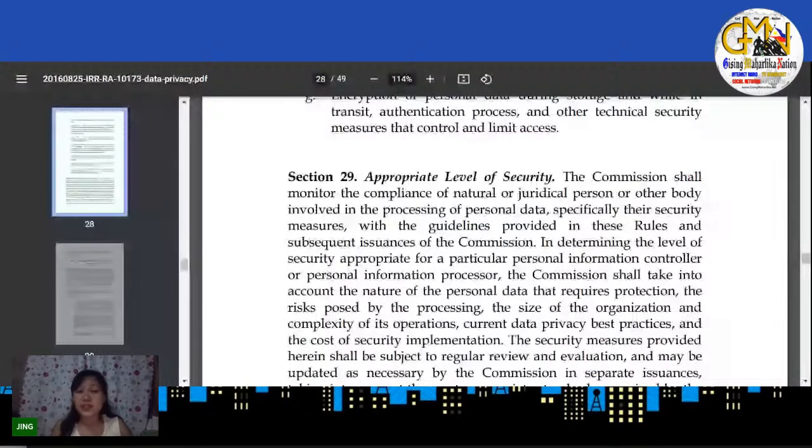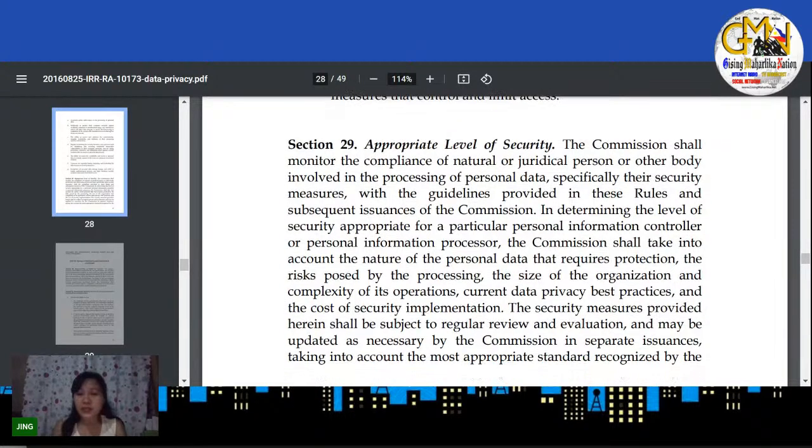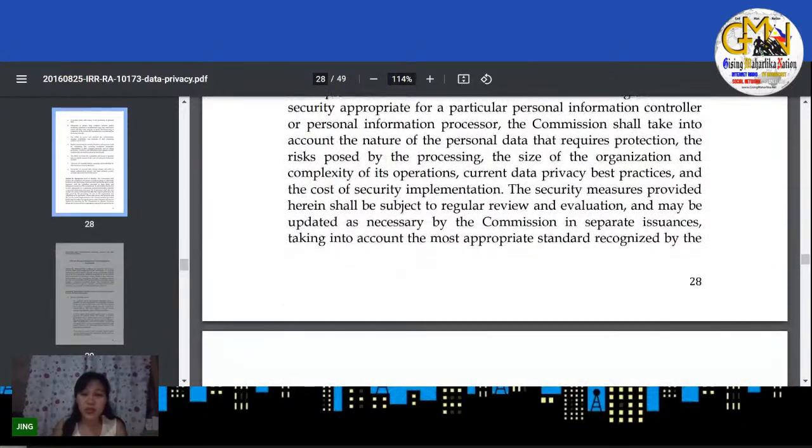Section 29. Appropriate level of security. The Commission shall monitor the compliance of natural or juridical person or other body involved in the processing of personal data, specifically their security measures, with the guidelines provided in these rules and subsequent issuances of the Commission. In determining the level of security appropriate for a particular personal information controller or personal information processor, the Commission shall take into account the nature of the personal data that requires protection, the risk posed by processing, the size of the organization, and the complexity of its operations, current data privacy best practices, and the cost of security implementation.